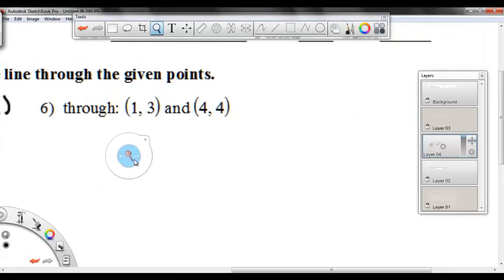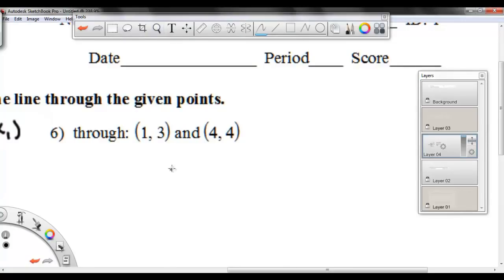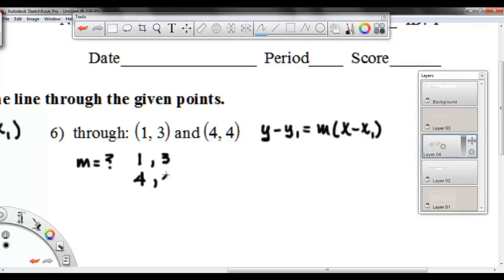Number 6 for us. So y minus y1 equals m times x minus x1. We'll go ahead and create ourselves a table to find m, which we don't know. So 1 and 3 for the first ordered pair. 4 and 4 is the second.